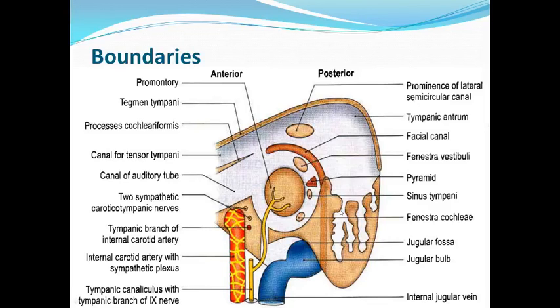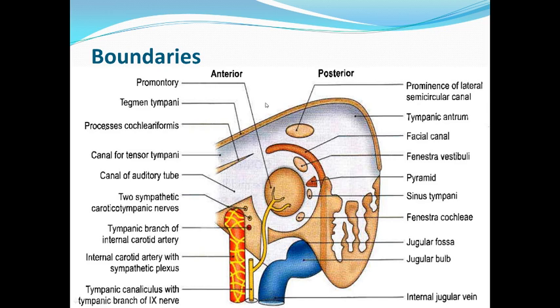So firstly we'll start with the roof. The roof or the tegmental wall separates this middle ear cavity from the middle cranial fossa. If you remember the lecture regarding the base of the skull, you can easily recall that the cranial fossa is divided into three parts: the anterior cranial fossa, the middle cranial fossa, and the posterior cranial fossa.